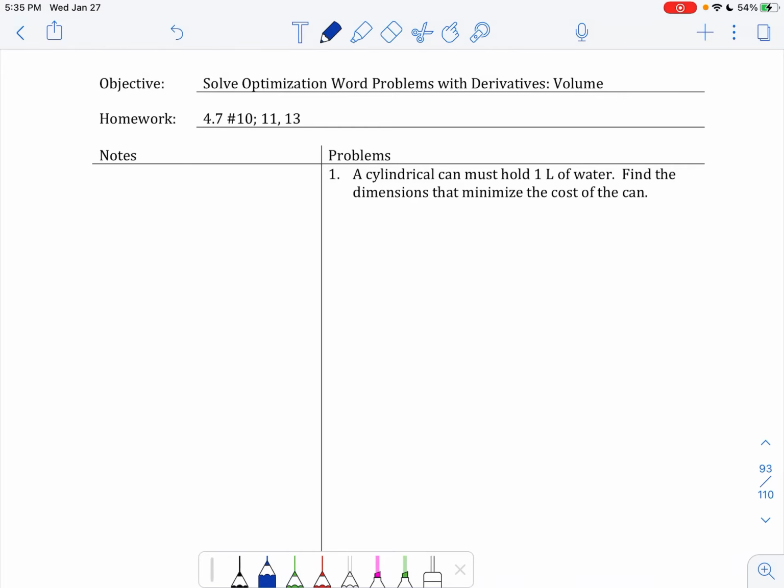All right, so now we have our second problem set involving optimization. This one's going to be about volume. So again, we are going to be looking for maximums and minimums. We're going to write a function for the situation, and then we're going to ask when that function's derivative is equal to 0. In this case, as I said, we're looking at volume.